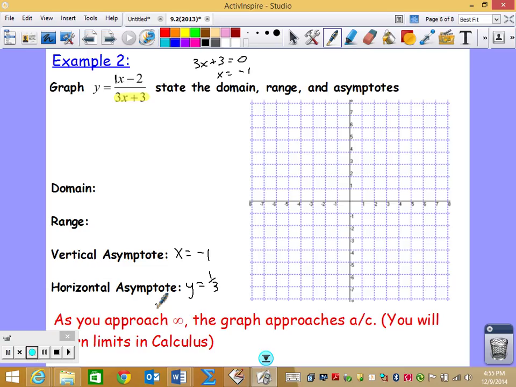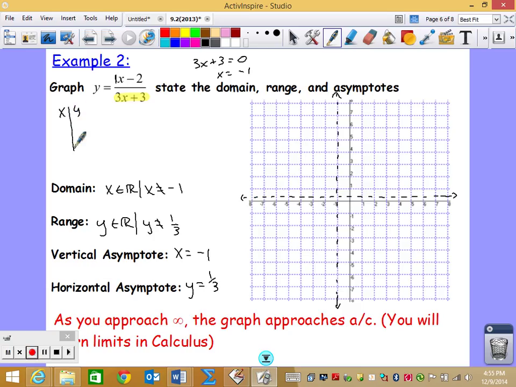If you want to fill in your domain and range right away, you can. X is an element of the reals, such that x cannot equal -1. Y is an element of the reals, such that y cannot equal 1/3. So I start by graphing those. -1 for the vertical asymptote. 1/3 for the horizontal asymptote.